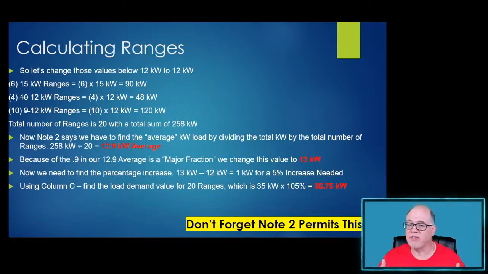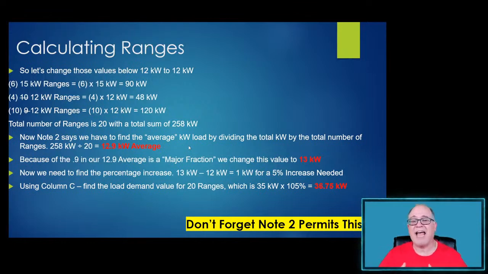Now, once we had that sum, we finished the first part of that note. Now it moves on and says, you know what? We got to get this average. How do we do that? Well, note 2 says we have to find the average in kW, a load, by dividing the total kW by the total number of ranges. Well, this was my total kW, 258. I'm dividing that by 20 because we have 20 ranges. And that is 12.9 kW.